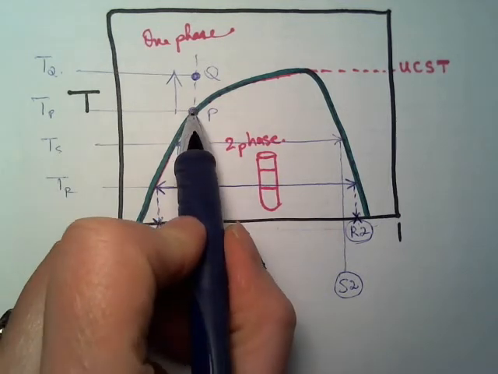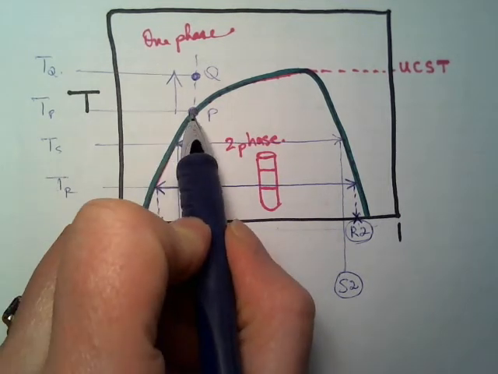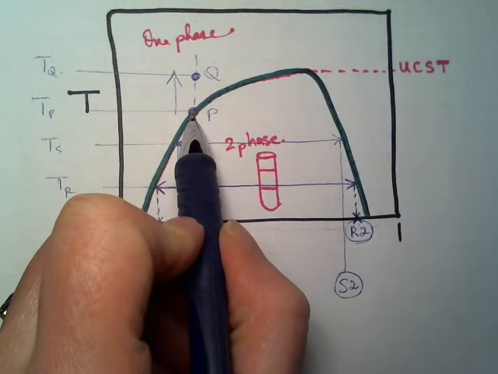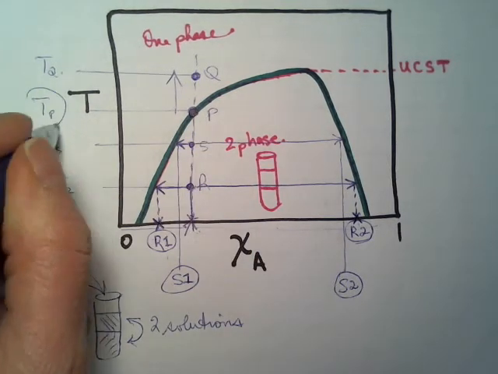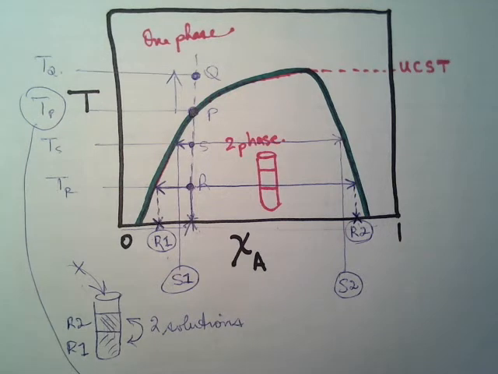And at point P, or at temperature P, this is a critical temperature. Okay?